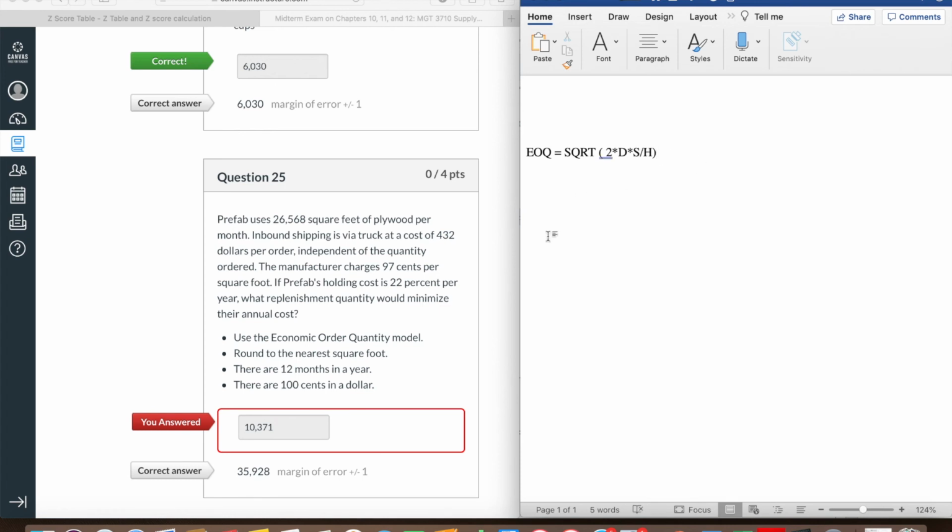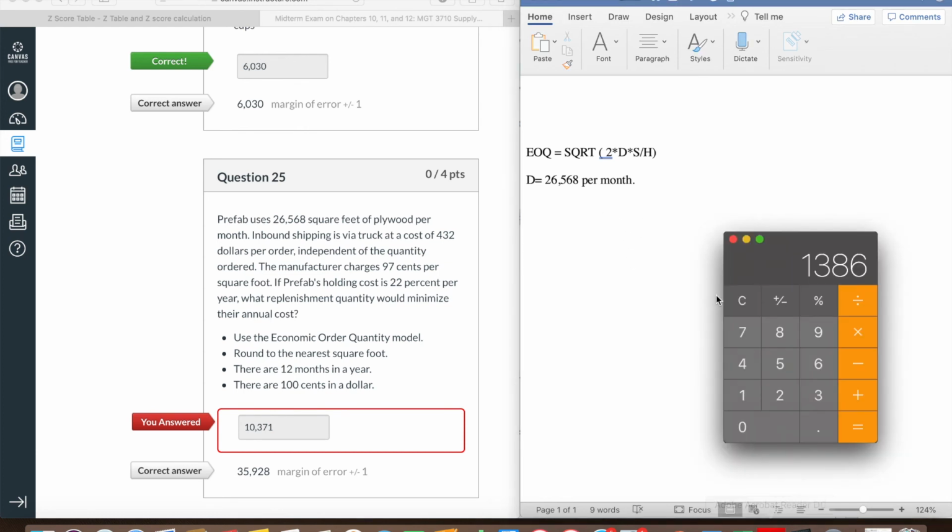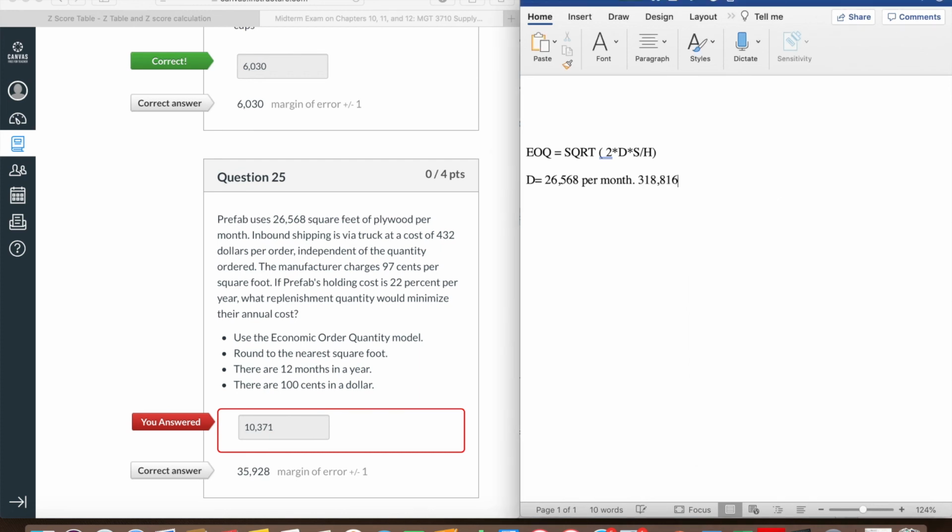So with the information that's given, let's plug in what we know first. The demand is 26,568 per month. However, in the problem, they were asking for the annual cost, so we need to know the annual demand as well. So obviously, multiply by the number of months in a year, 12. 26,568 times 12 gives 318,816 for the annual demand.